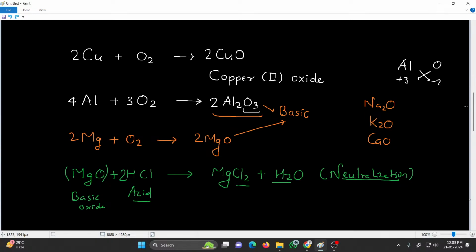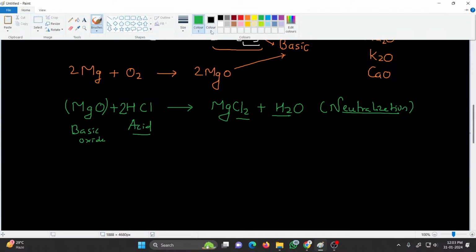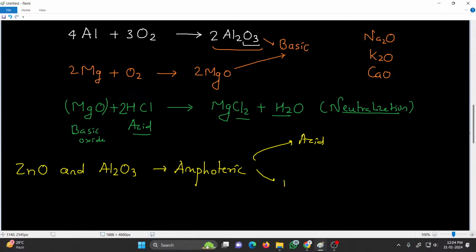Now 2 oxides are exception to this, and they are zinc oxide and aluminium oxide. Zinc oxide and aluminium oxides are called amphoteric oxides. Zinc oxide and aluminium oxides, they are amphoteric. And the meaning is that they can react with both acid and base to form salt and water.